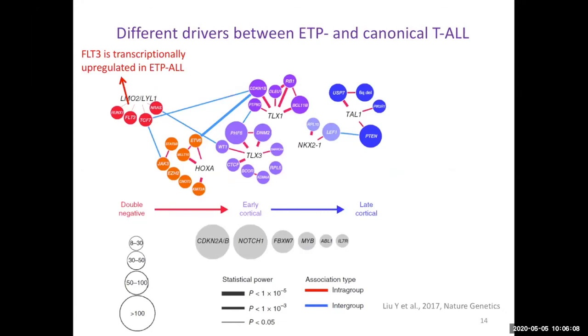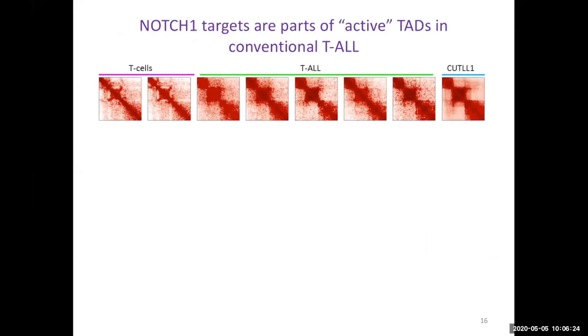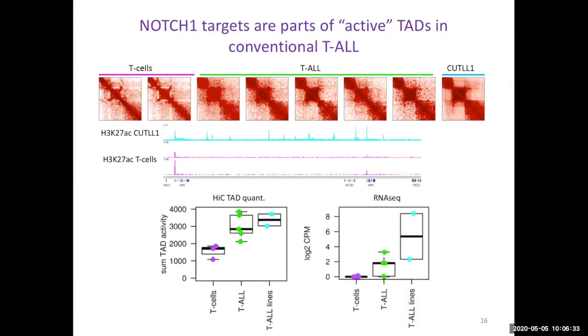We can see higher activity of a TAD that includes FLT3, and this is the example here. You can see the higher activity in ETP-ALL, and this is the sum of TAD activity that correlates very nicely with high levels for FLT3 in RNA sequencing. On the flip side, we can see that Notch targets, like this gene that is called ABCD1, is a Wnt inhibitor, and a classical Notch target, we can see higher TAD activity and higher RNA sequencing expression in conventional T-cell leukemia.